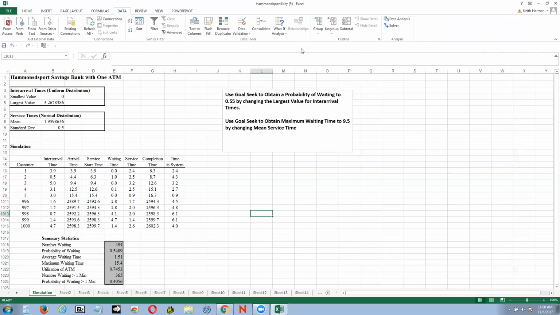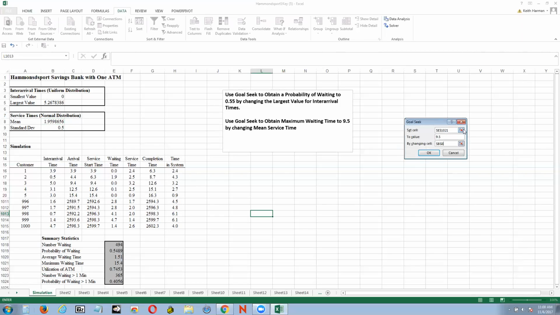Okay, we'll click on Data, go to What-If Analysis, and go to Goal Seek. We want to obtain a maximum waiting time value of 9.5, by changing the mean service time. We'll click over here.